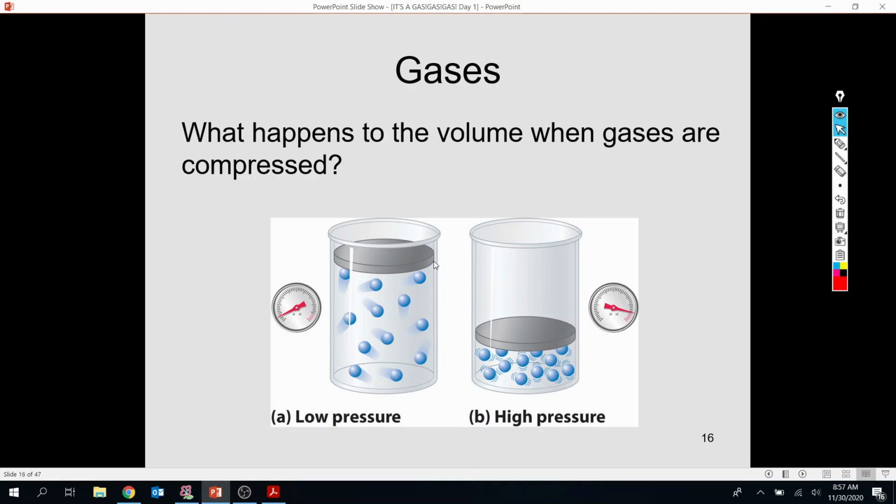Well, you can see that as this lid is pushed downward, okay. So just imagine some sort of force, maybe a hand, maybe some sort of machine. But imagine that there is some sort of force pushing down on that lid. As that lid shrinks down to this new level, what happens to the volume of the space inside our little glass jar? Well, it decreases, and so the volume decreases when gases are compressed.